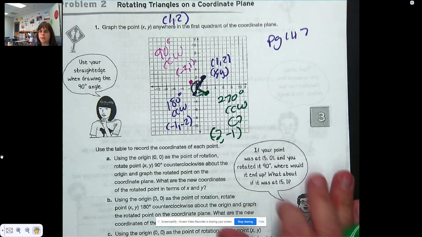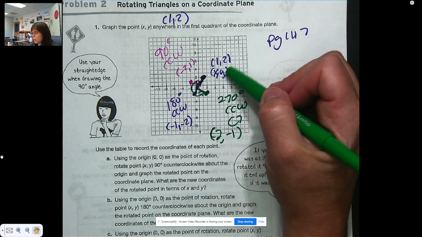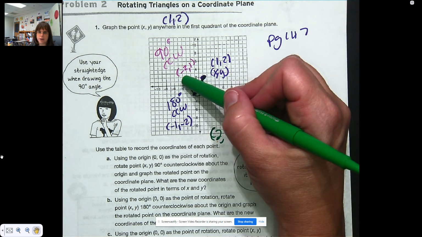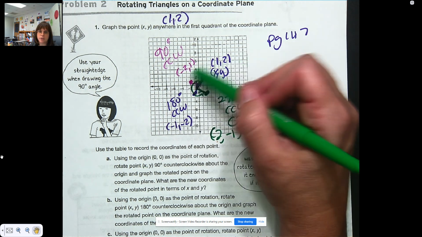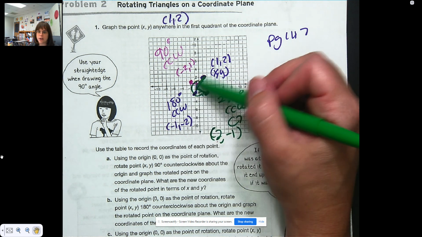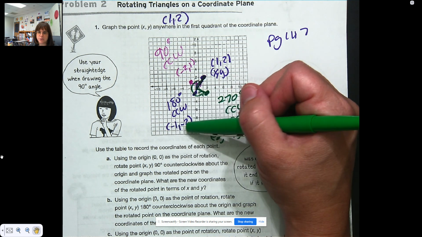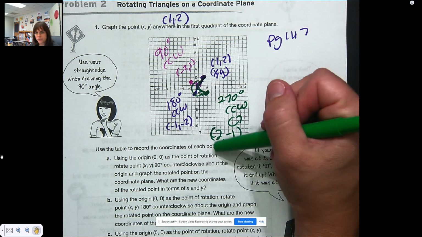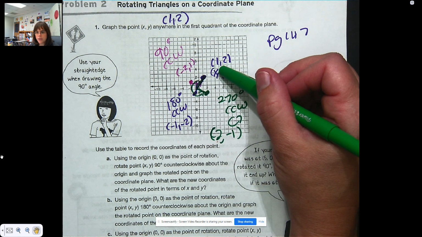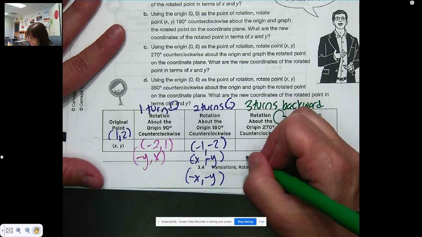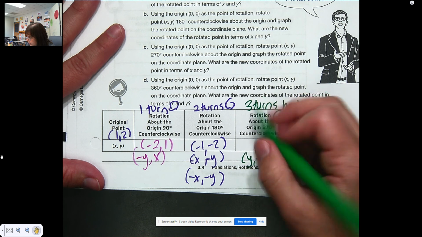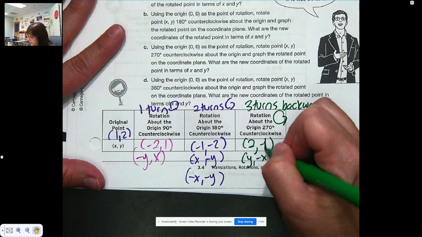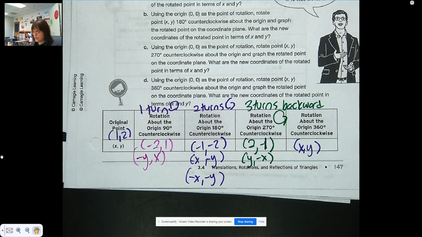So let's look and see what happened with our rule. If I rotate one turn, y and x switch spots, the y value goes from being positive to being negative. 180 is a lot easier because x and y just stay in the same spot. The signs just flip. 270, y and x trade places, but x goes from being positive 1 to being negative 1. So that rule on the bottom would be y, negative x, or 2, negative 1.